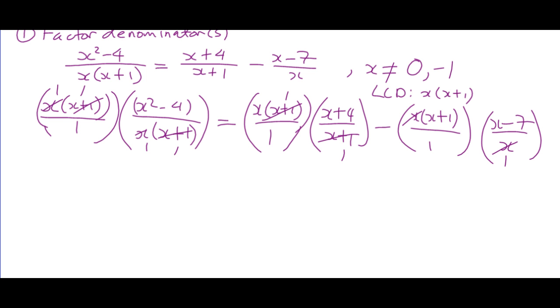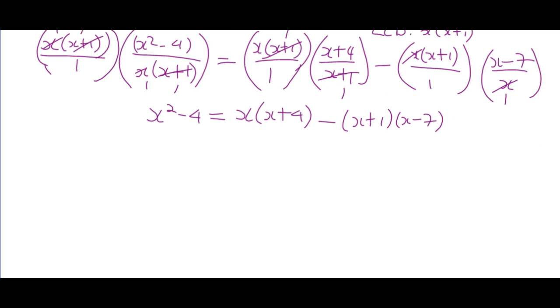Now we can go through, we got 1 times 1, so we've got x squared minus 4 is equal to x times x plus 4 minus x plus 1 times x minus 7. All we need to do here is expand this, but be careful, especially because there's a minus sign. Minus, and I'm going to put down a set of brackets, so I'm going to expand that, but I'm going to keep the minus sign there.